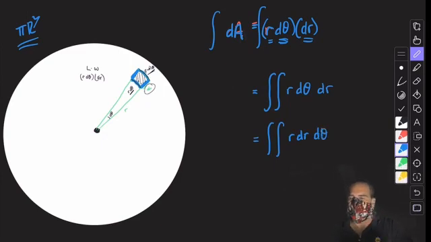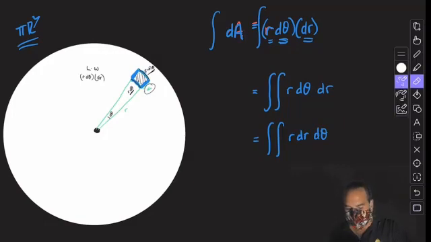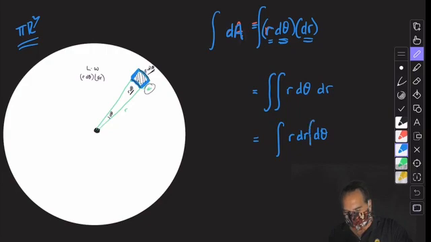We can use the property where it doesn't matter what order we multiply in. So I'm just regrouping to have r times dr and then times d theta. Then we can actually separate the integral. Do the integration that has to do with d theta as if it's all by itself, and the integral that has to do with r as if it's all by itself.